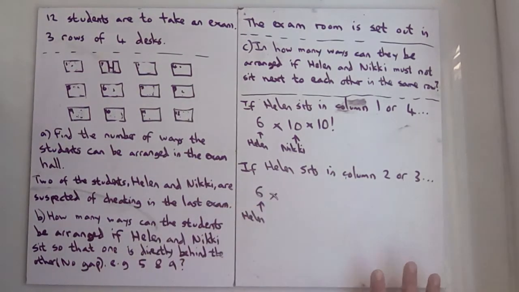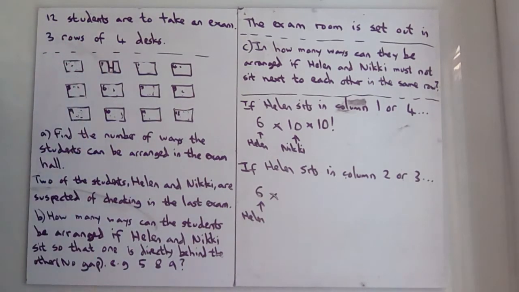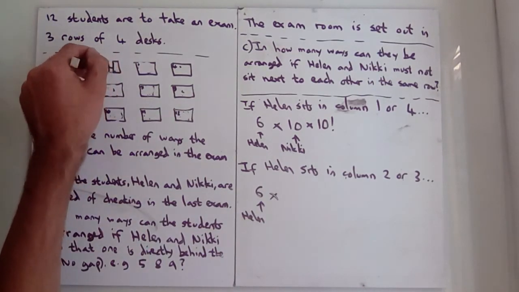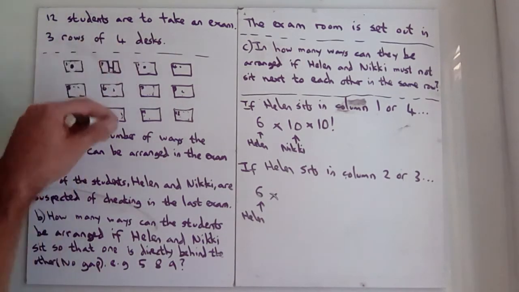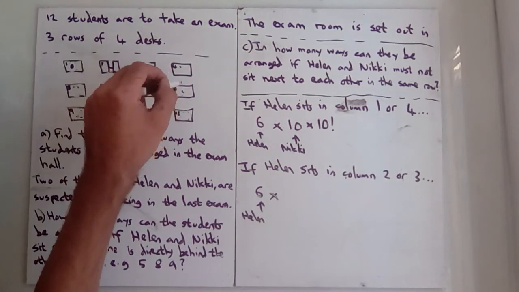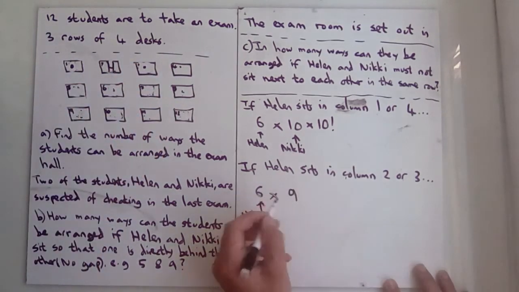Nikki has, well, she can't sit where Helen is. So remember, there's 12 choices initially. She can't sit there, so that's 11. She can't sit there, so that's 10. And she can't sit there, so there's 9 possible. 1, 2, 3, 4, 5, 6, 7, 8, 9 options for Nikki. So 9, that's Nikki.